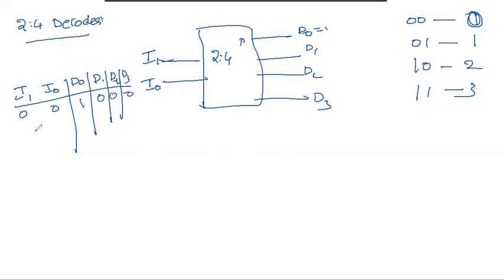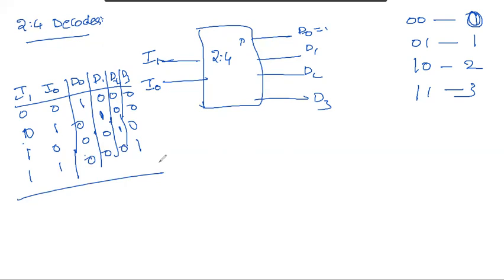Remaining all are zeros. 0, 1 means D1 will be 1. Remaining all are zeros. 1, 0 means D2 will be 1. Remaining all are zeros. Next 1, 1 means D3 will be 1. Remaining all are zeros. Right? This is the Boolean expression.